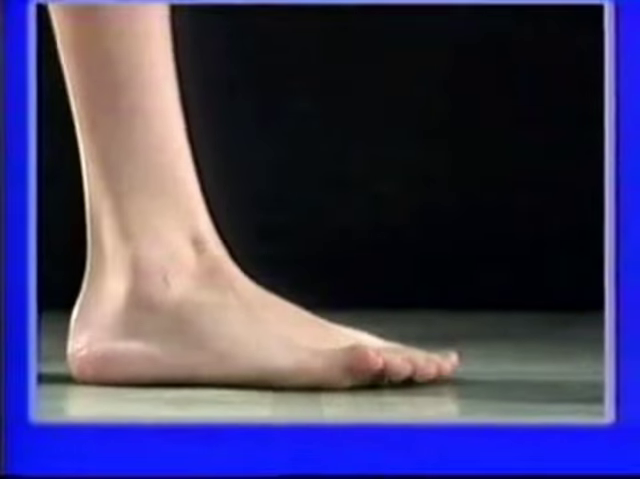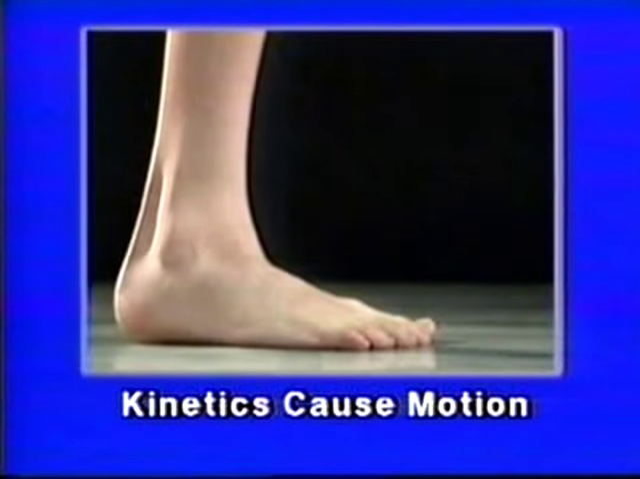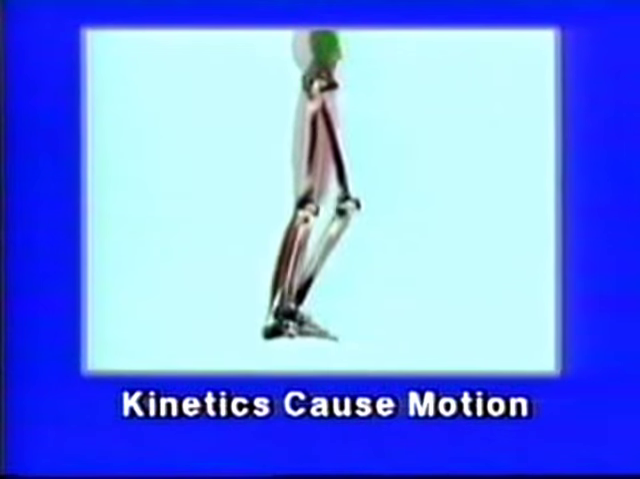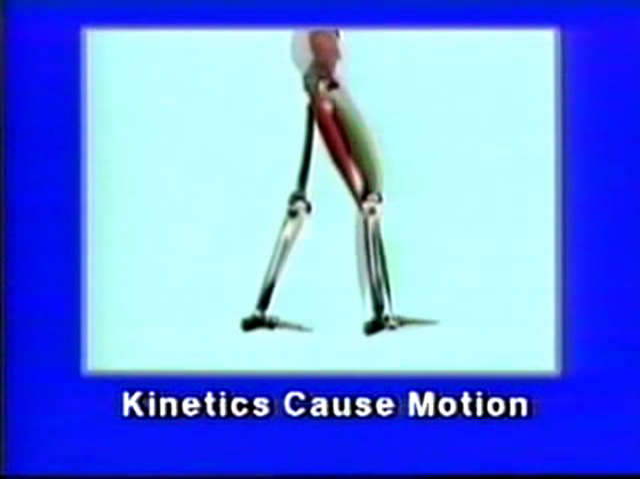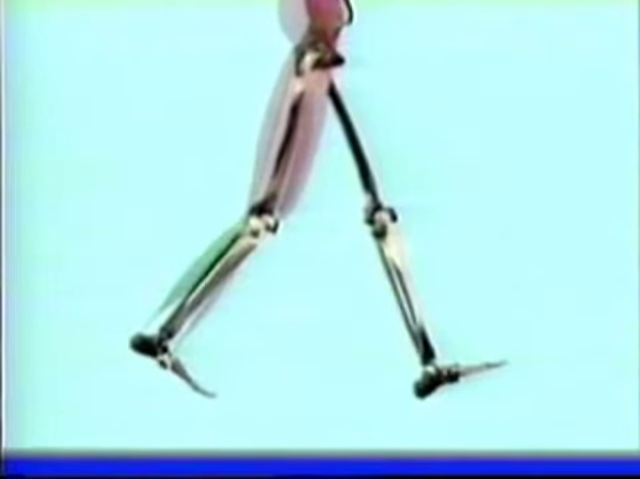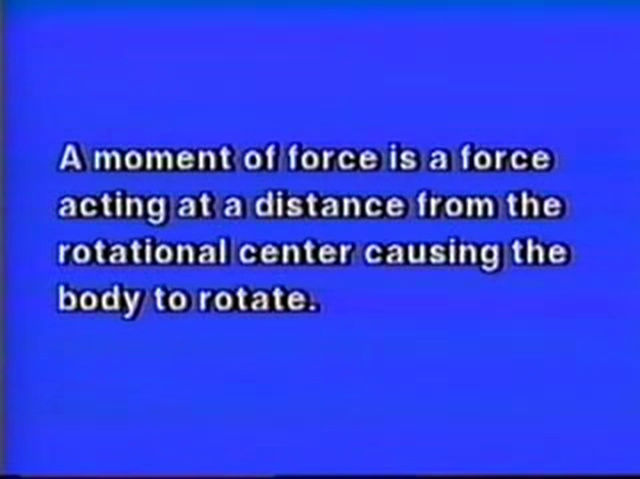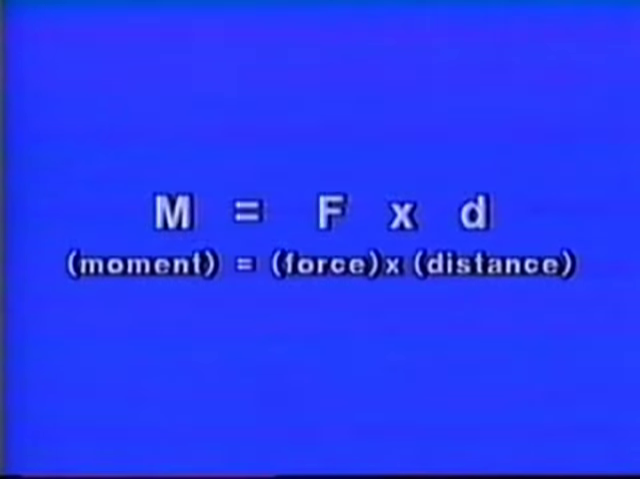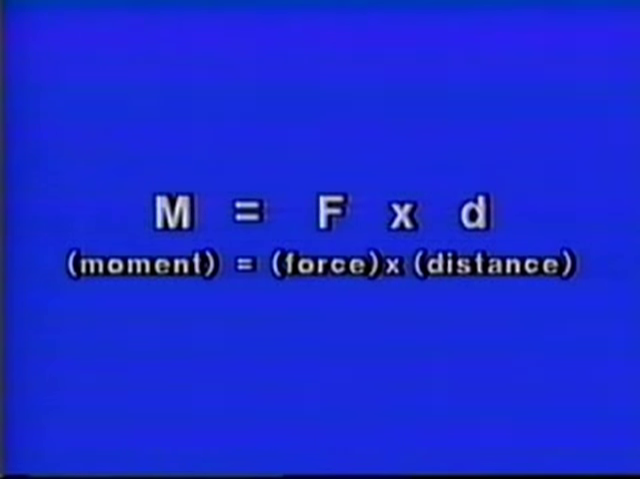Kinetics include the parameters that cause the movement, such as ground reaction forces, muscle and ligament forces, joint moments, and joint powers. A moment of force is a force acting at a distance from the rotational center, causing the body to rotate. It is expressed as M equals F times D.